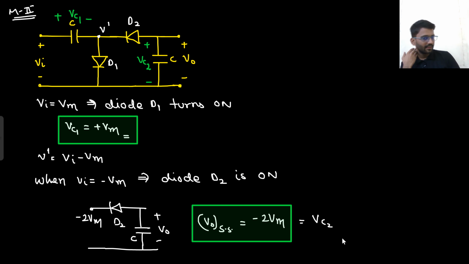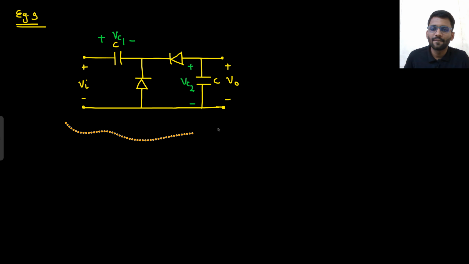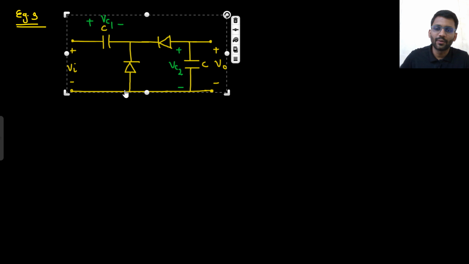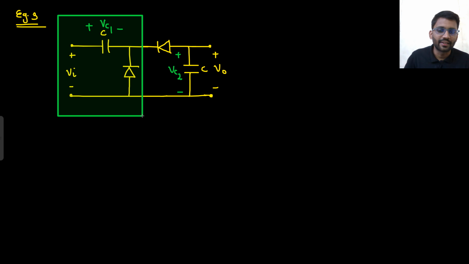Are you getting the method? Right? Tell me the answer of this question. Take your time and tell me the correct answer. What is the V0 value? Plus 2 Vm, minus 2 Vm, Vm or 0? 0, right? Why is it 0? What is this? Peak detector.